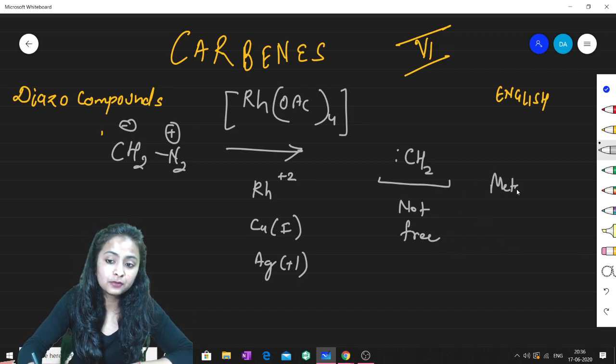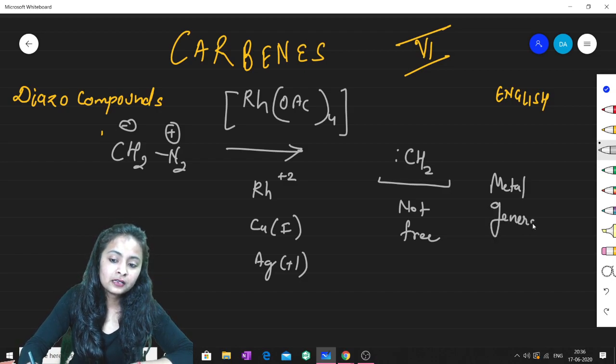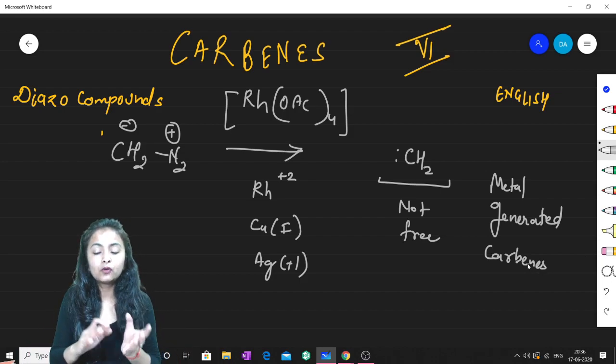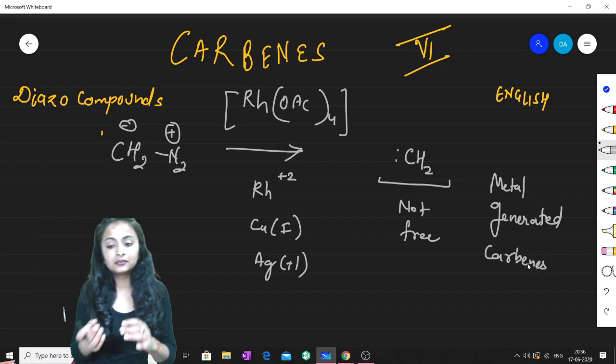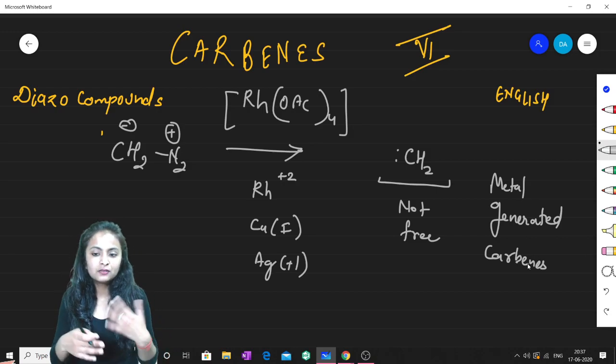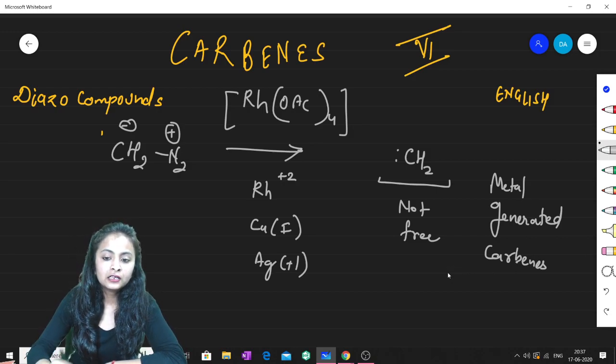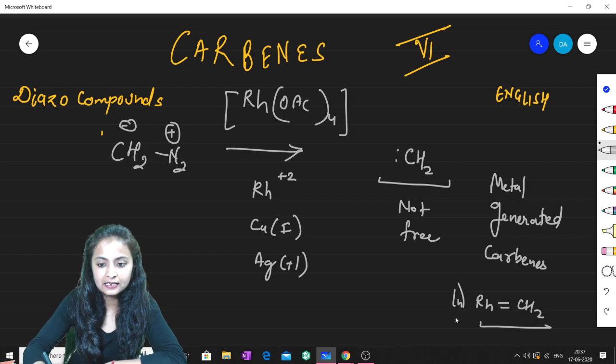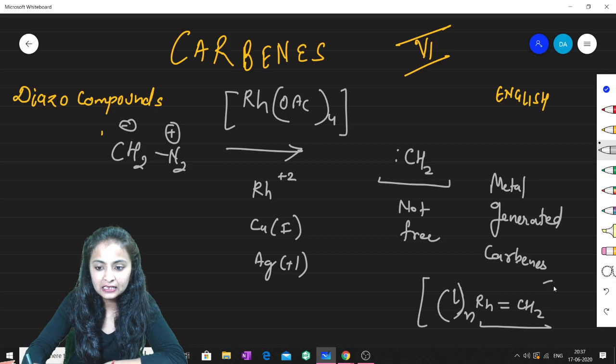Because they are metal generated carbenes, they will be in the form of a complex, with some ligands attached. Say if I write LnRh=CH2, so this is the carbene. What is Ln? Ln means ligands, and n indicates the number of ligands which are attached. So this is basically an organometallic reagent, isn't it? In this organometallic reagent, this part is acting as a carbene.